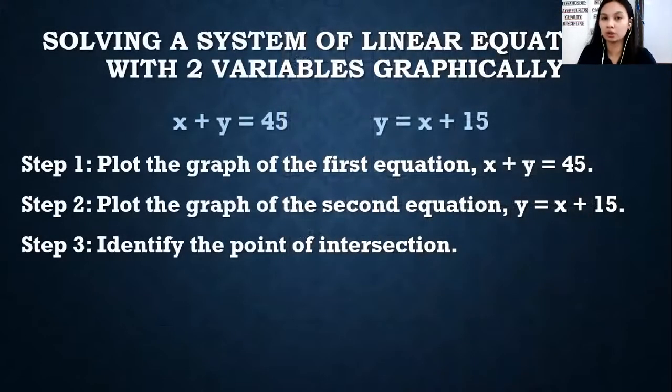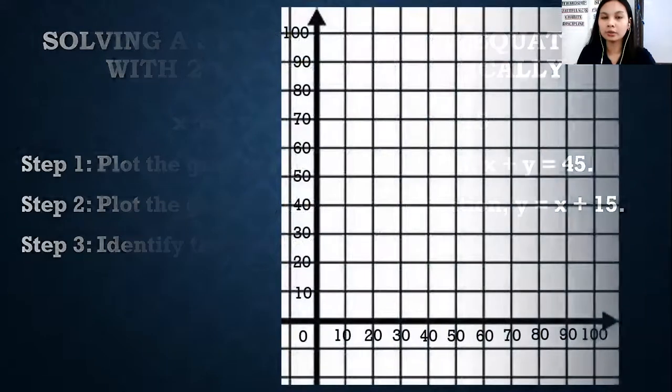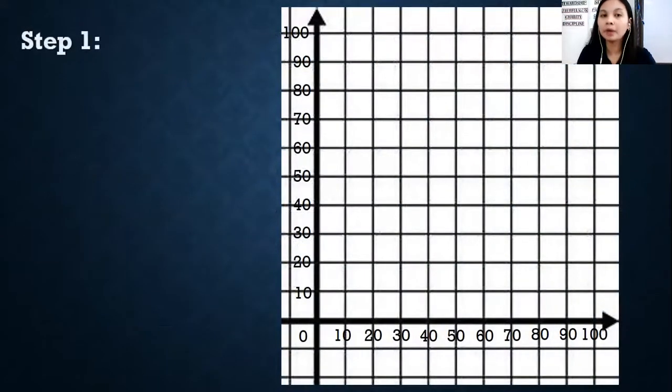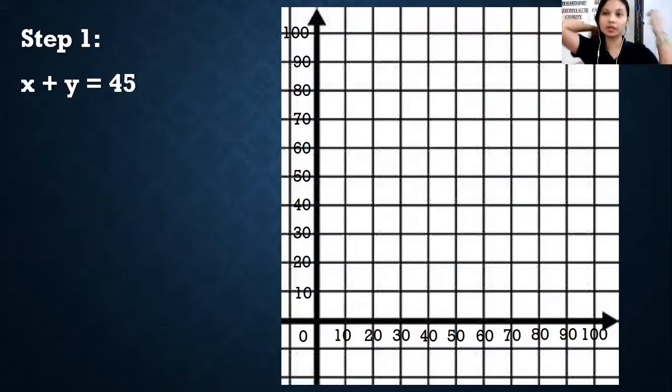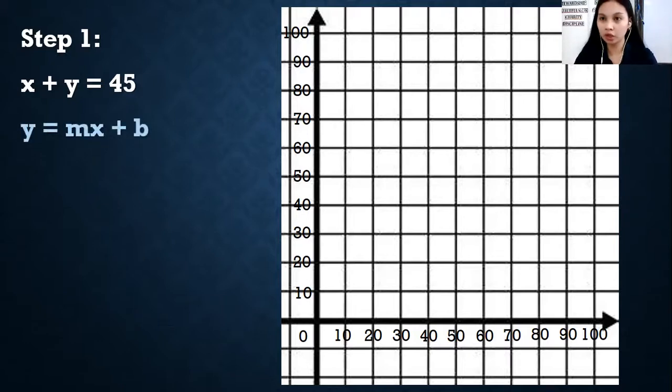We will use the equation, so remember it. The first step is to plot the first equation, which is x plus y equals 45. For this, we just need to transform the equation into its slope form, y equals mx plus b.